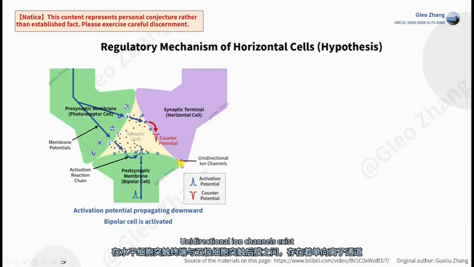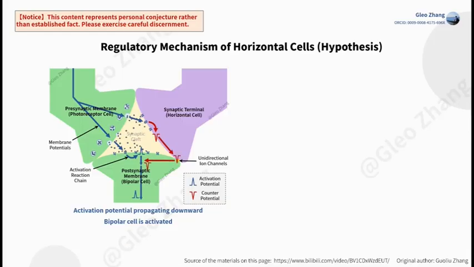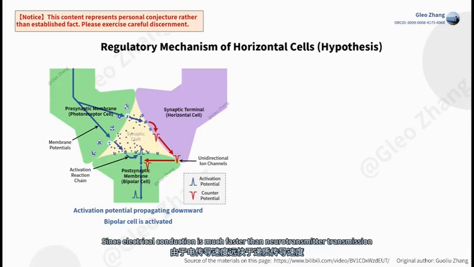Unidirectional ion channels exist between the synaptic terminals of horizontal cells and the postsynaptic membranes of bipolar cells. The counterpotentials from horizontal cells rapidly propagate to bipolar cell postsynaptic membranes through these ion channels. Since electrical conduction is much faster than neurotransmitter transmission, and the spatial distance between the horizontal cell terminal and the bipolar cell postsynaptic membrane is extremely short, the conduction time of counterpotentials is practically negligible.